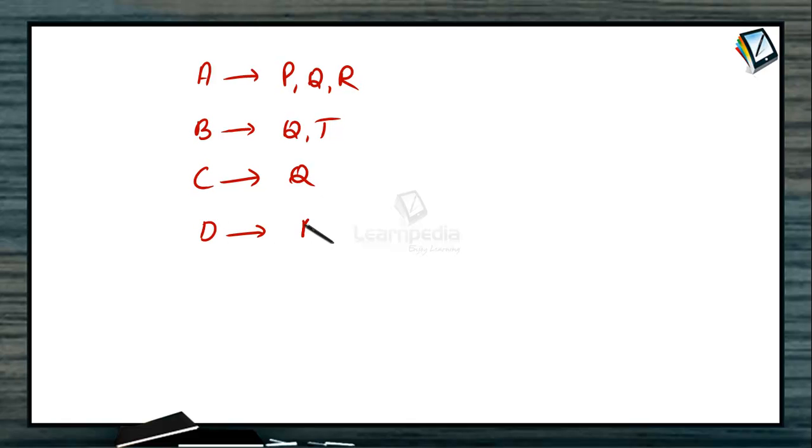So now what is the correct matching here? For A it is P, Q as well as R. For B it is Q and T. For C it is Q. For D it is R and S.